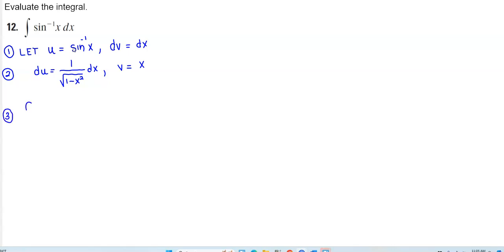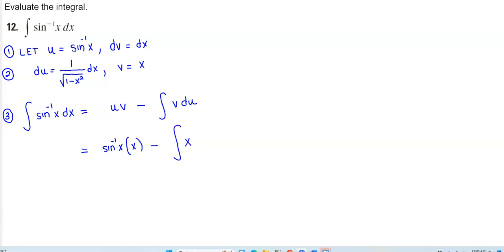Now in step number 3, let's write out the original integral, which is the sine inverse of x dx. Using the integration by parts formula, u times v minus the integral of v du. So u is the sine inverse of x, multiplying it by v, which is x, minus the integral of v, which is x, times du, which is 1 over the square root of 1 minus x squared dx.